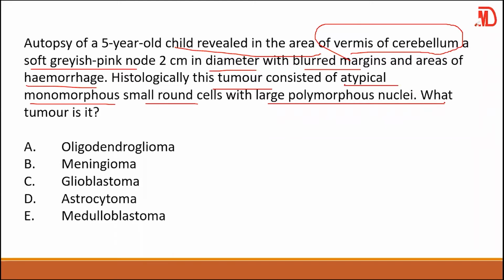What tumor are they looking for? So basically, we are looking for a cerebellar tumor. And of course, we are looking for a medulloblastoma. This is a cancerous tumor. It is also called cerebellar primitive neuroectodermal tumor. I repeat, cerebellar primitive neuroectodermal tumor.